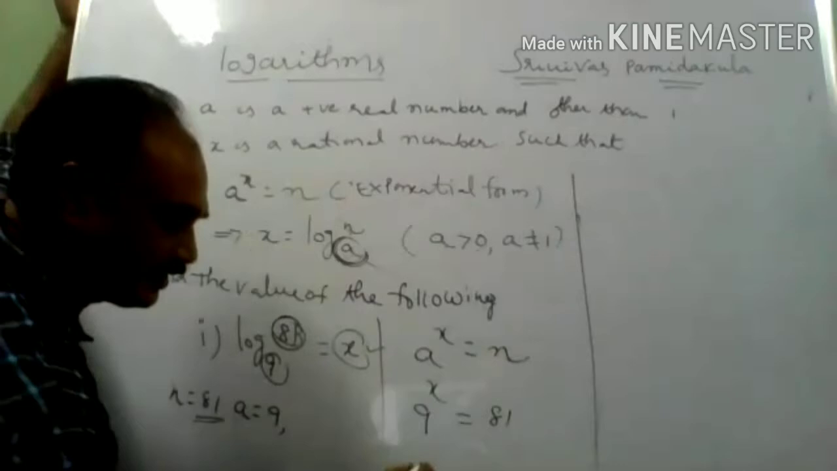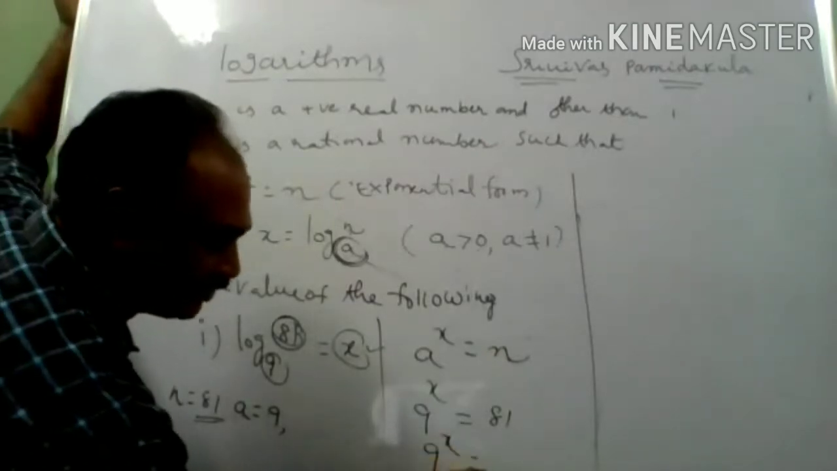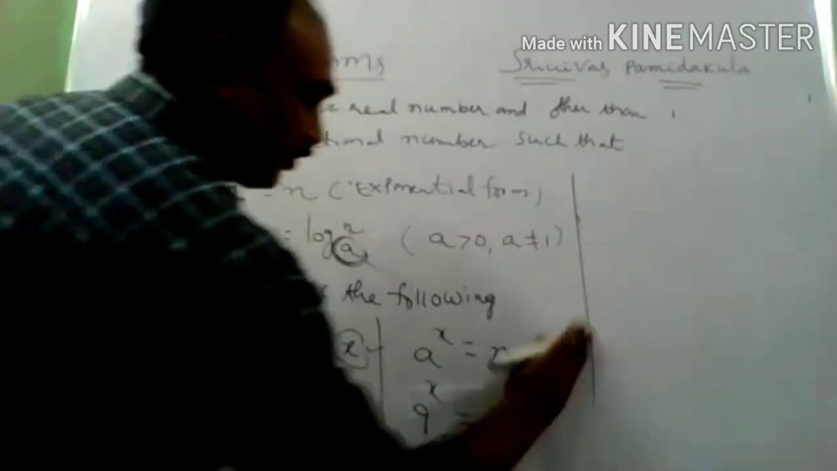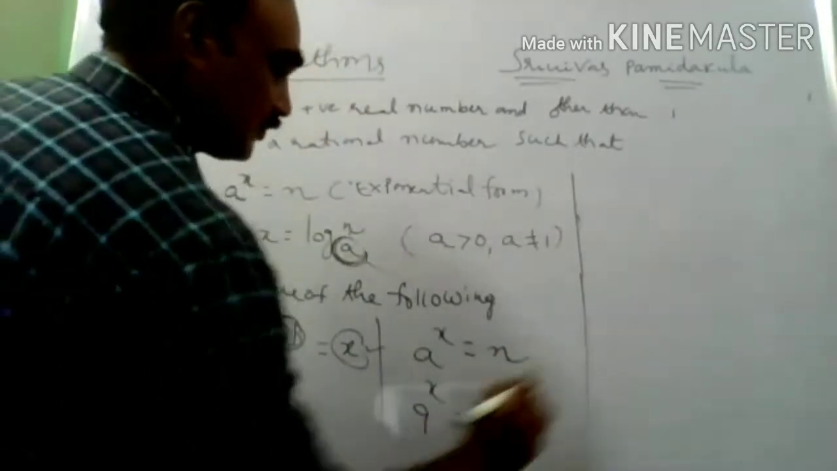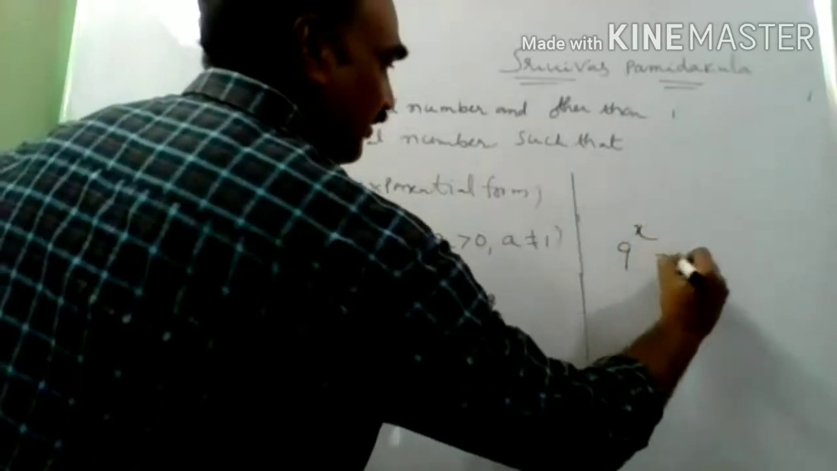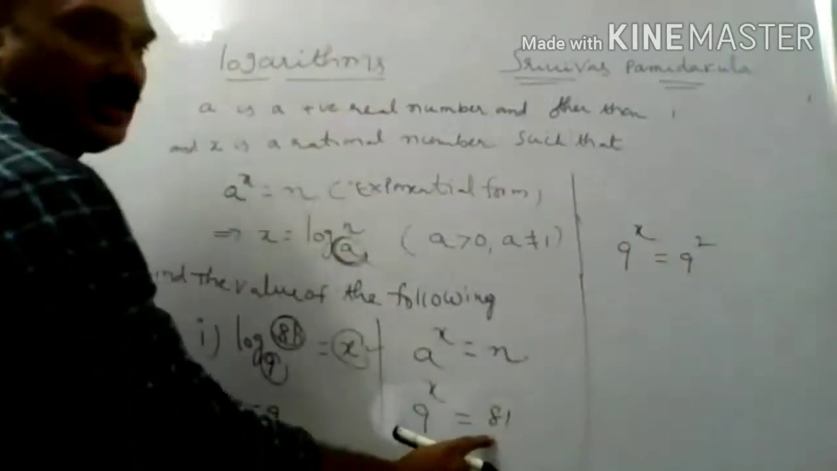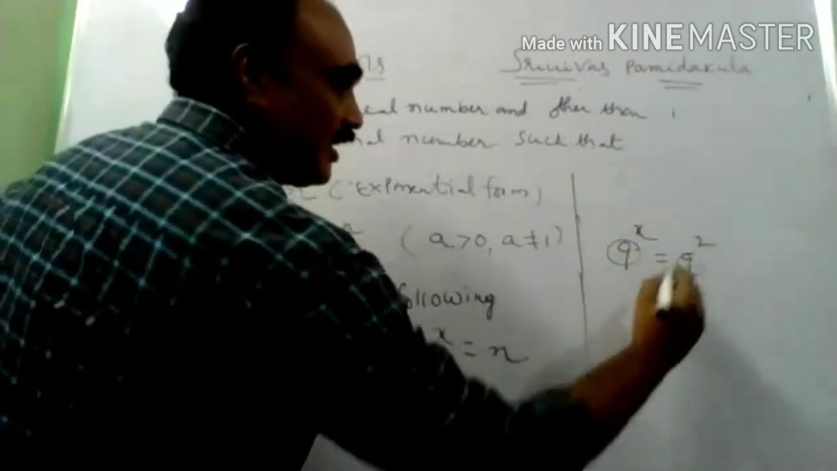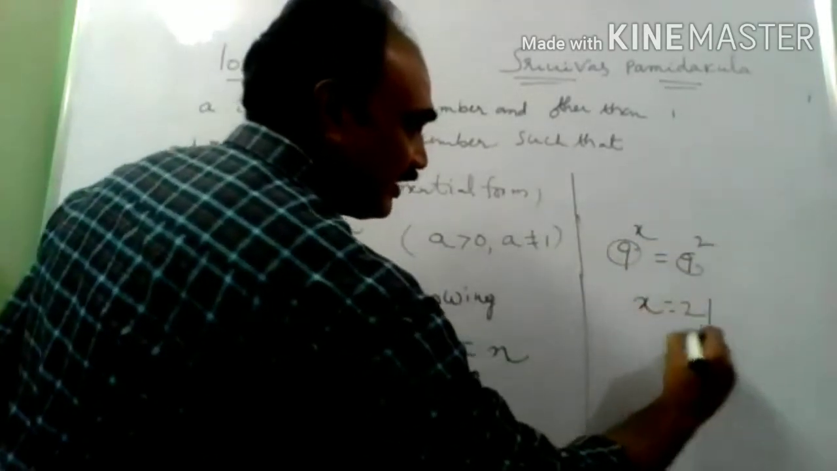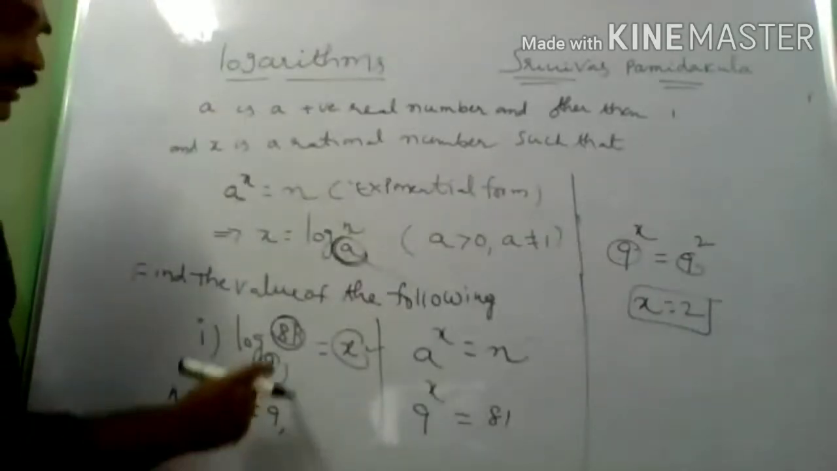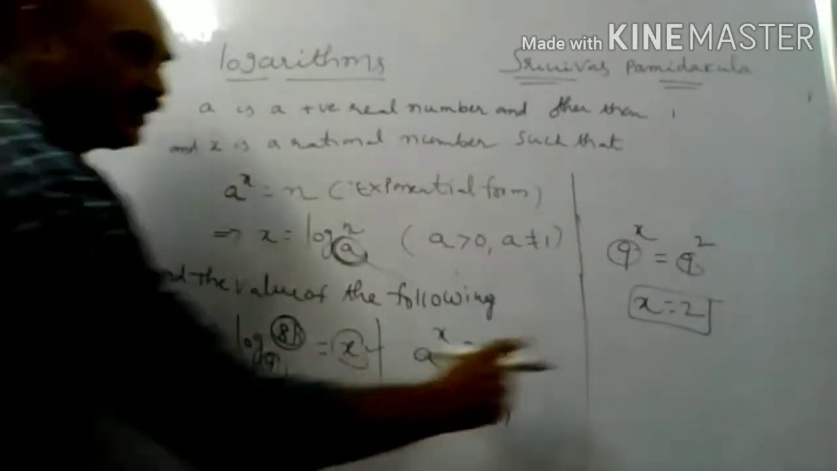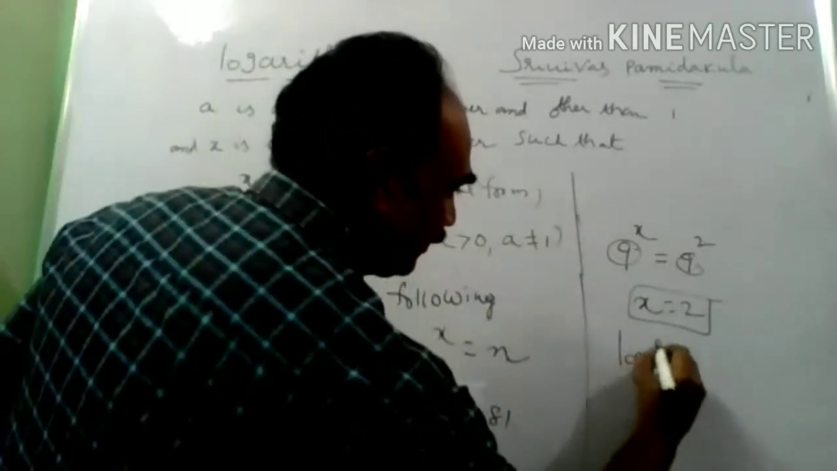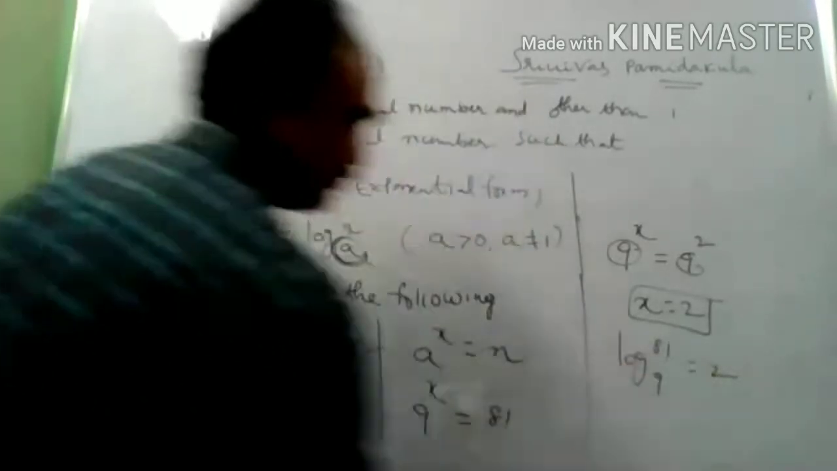Friends, 9 power x is equal to 81, and 81 is equal to 9 square. So here bases are equal, then powers are equal. x is equal to 2. Therefore, log 81 to the base 9 is equal to 2.